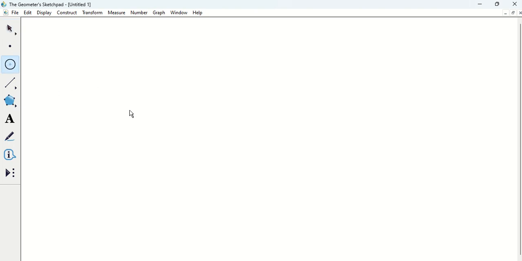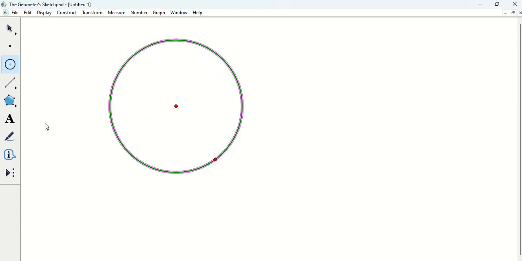Okay, I've just constructed a circle here. Now, what I want to do next is join 2 points. So I'm joining 2 points. Here are 2 points, and from these 2 points I want to form an angle using my chord.